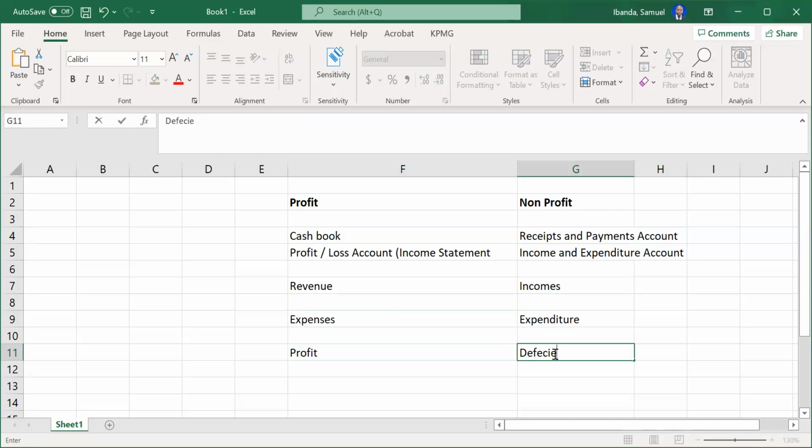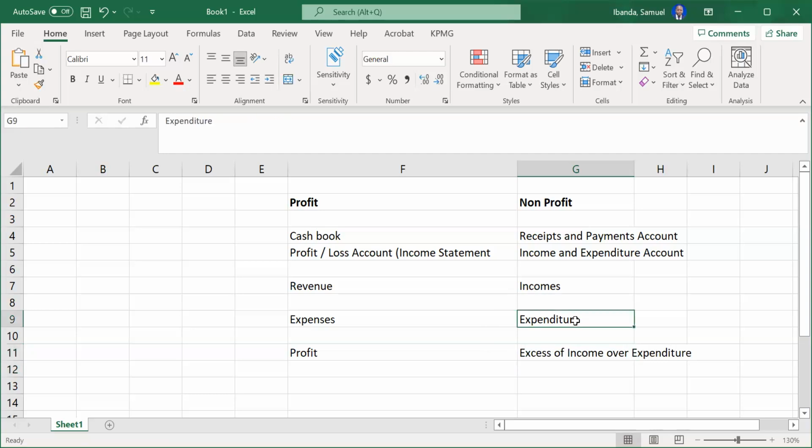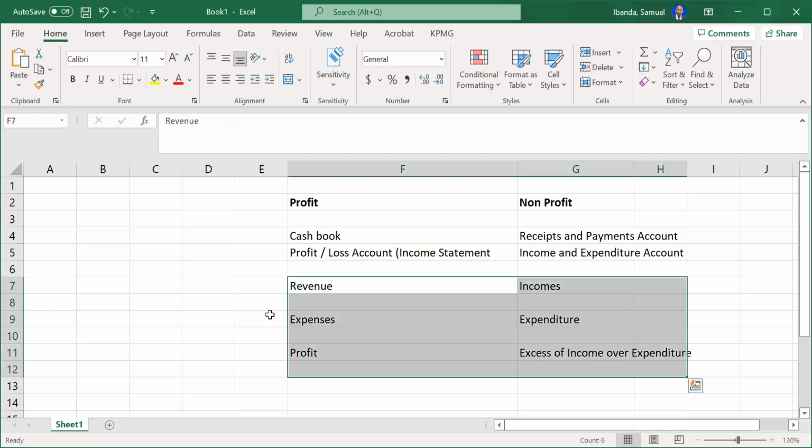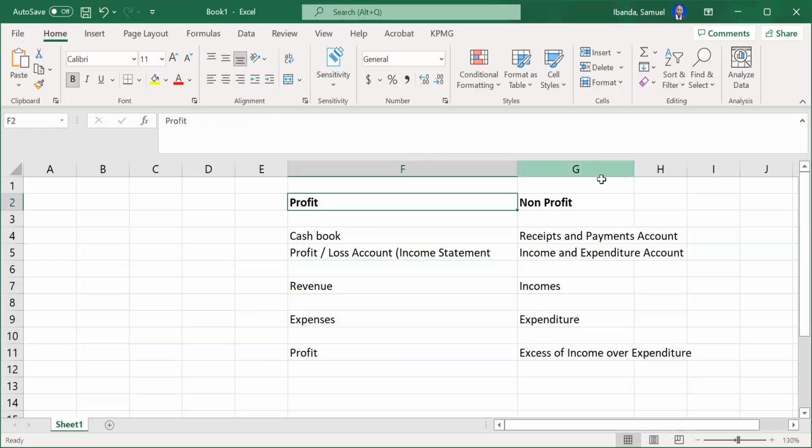We will have a deficit or surplus, okay? Or surplus. Sometimes they may call it income over expenditure, or excess of income over expenditure. Are we together? But the surplus and deficit can also work. So that is one of the other differences between profit and non-for-profit.